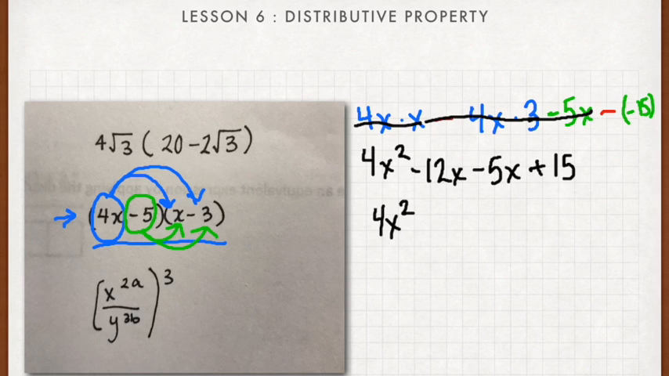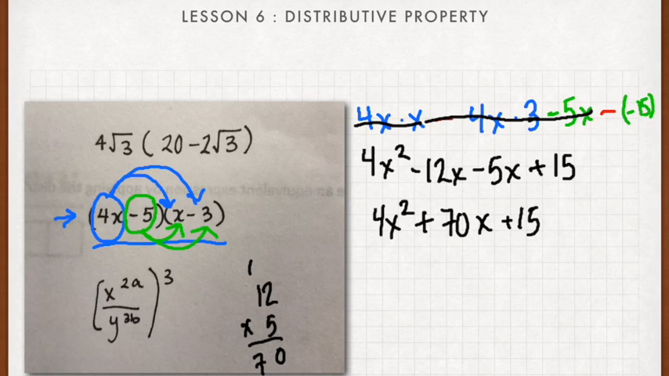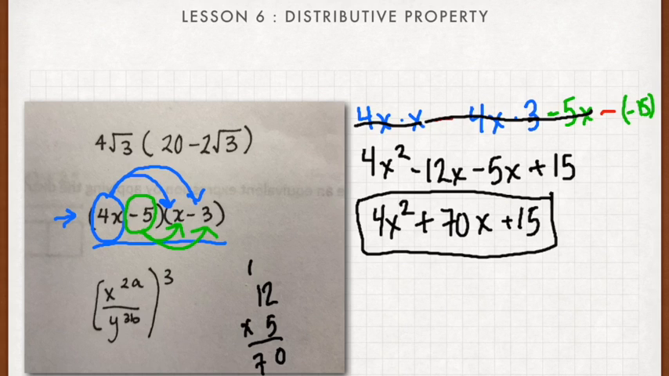And then I'm going to multiply the -12 times -5. 12 times 5 is 70. That's going to give me negative times negative, a positive. 70, and then my x plus 15. So that is the distributive property in algebra.